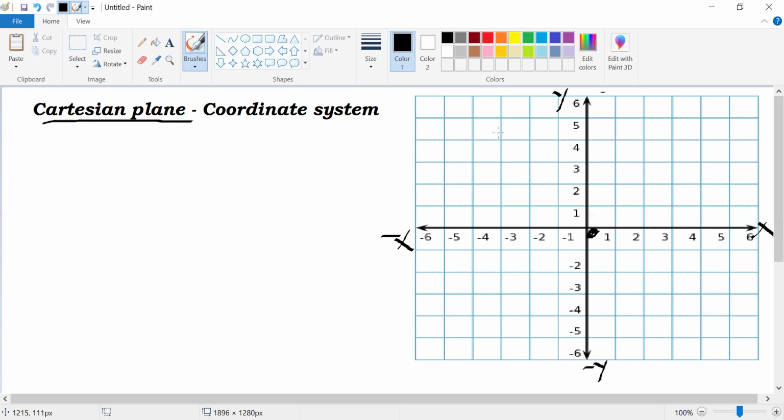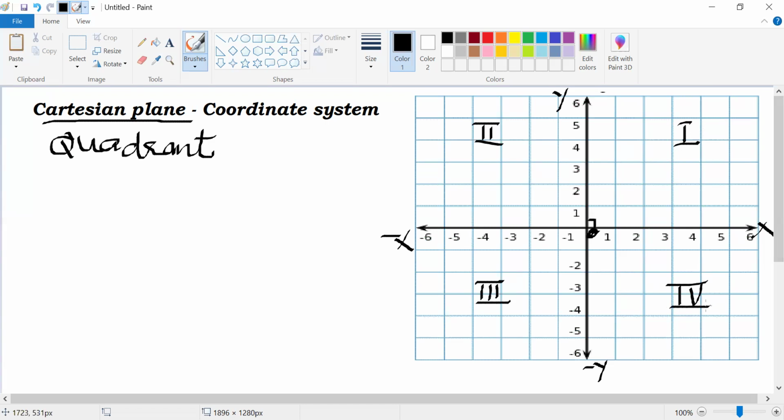So here it is dividing this Cartesian plane into 4 parts, 4 quadrants. See here, this angle is 90 degrees, so we can call this a quadrant. This is the first quadrant. This is the second quadrant. This is the third quadrant. And this is the fourth quadrant.